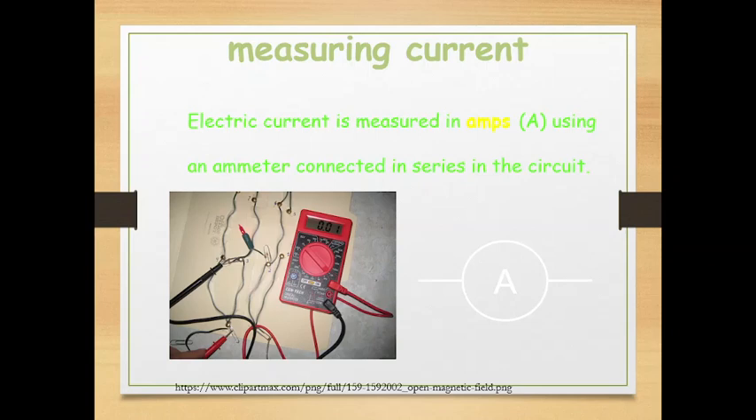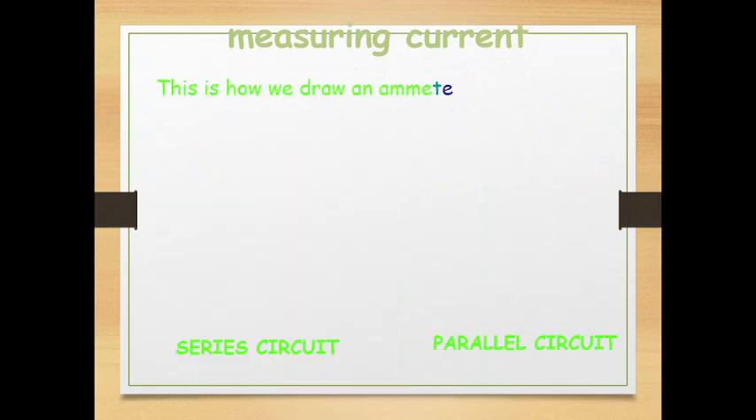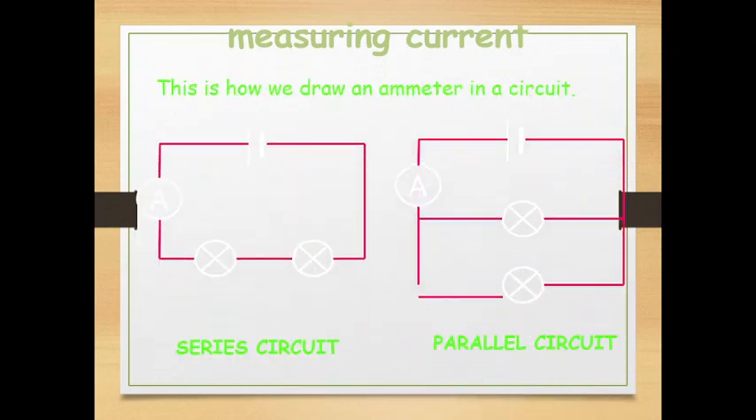Let's talk about measuring current. Electric current is measured in amperes, or A, using an ammeter connected in series in the circuit. This is how we can draw an ammeter in our circuit. From the left side you can see a series circuit, from the right side you can see a parallel circuit.